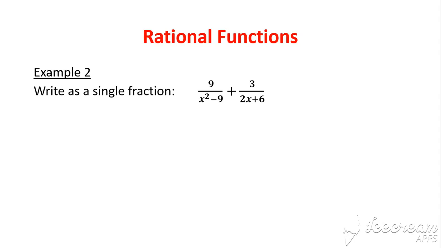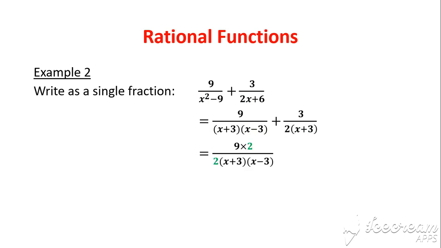Now, here's a little trick you need to try and learn. We're going to take the bottom denominator, x squared minus 9. This is a difference of two squares, and we're going to factorize it to give us x plus 3 times x minus 3. We're going to look at the second fraction, and we're going to factorize the bottom of that too, 2 times x plus 3. And that helps us decide what is going to be our common denominator. Both of them already have an x plus 3. One of them's got a 2 and the other one's got an x minus 3.